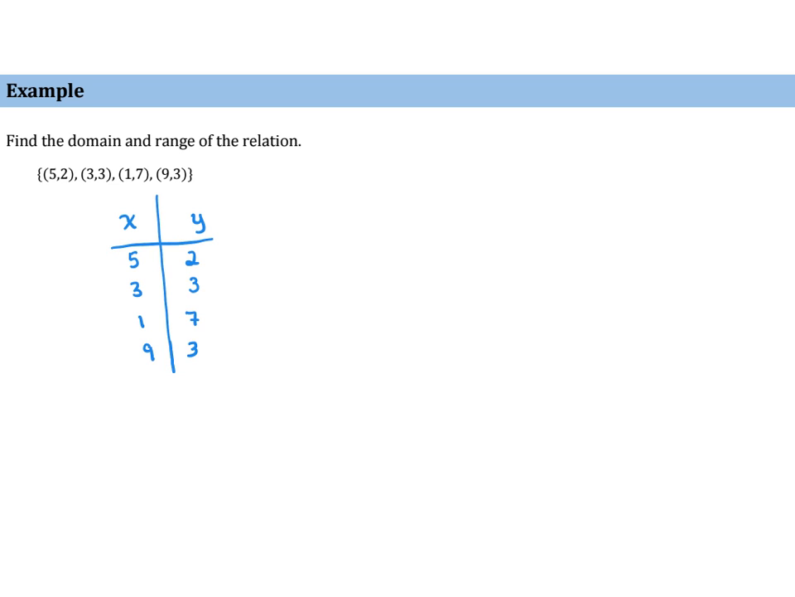So the domain is the set of all the X values in the ordered pairs. So the domain is the set, and I'm going to write these in order. You don't have to. 1, 3, 5, 9. The reason why we don't have to put them in order is because we're writing them in a set form, which is designated by the curly brackets. And in a set, order does not matter. If we were writing an interval, then it would matter. So the range is 2, 3, and 7.